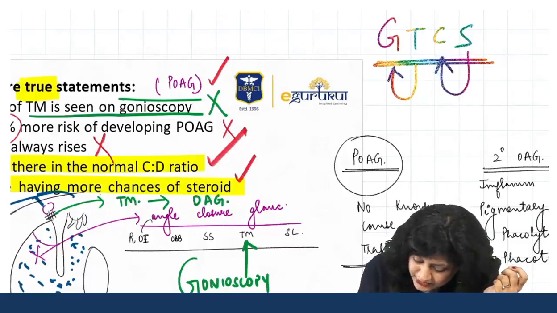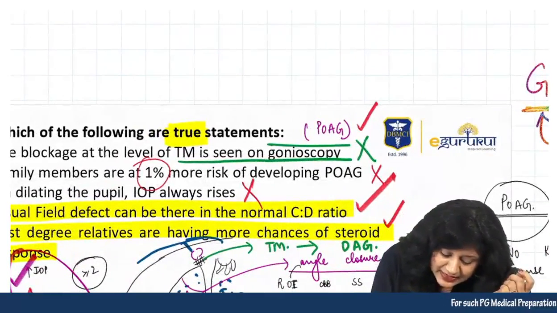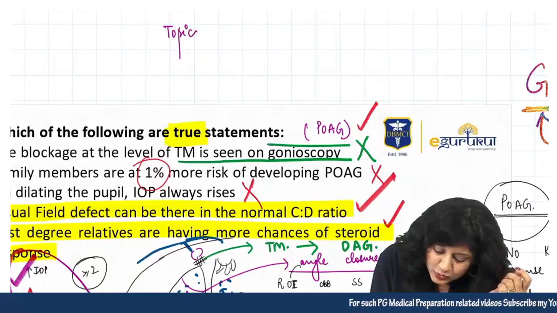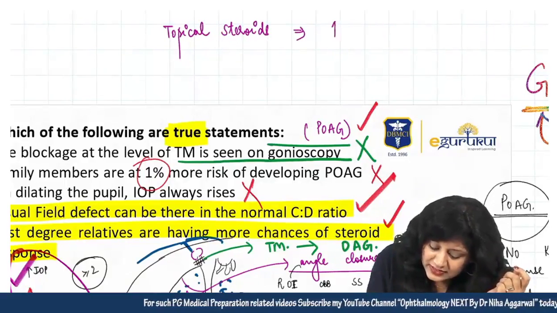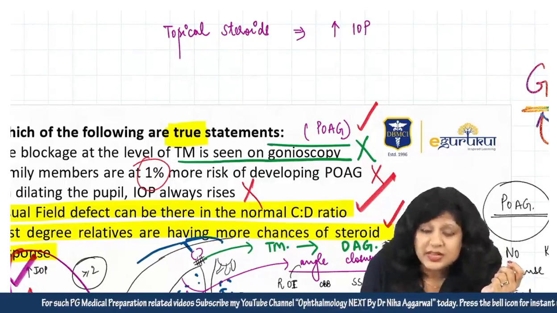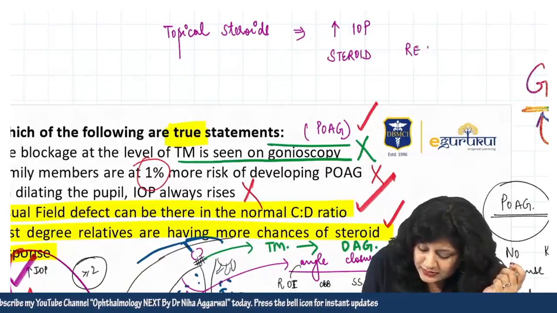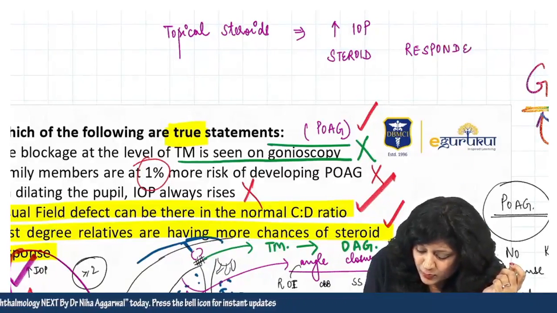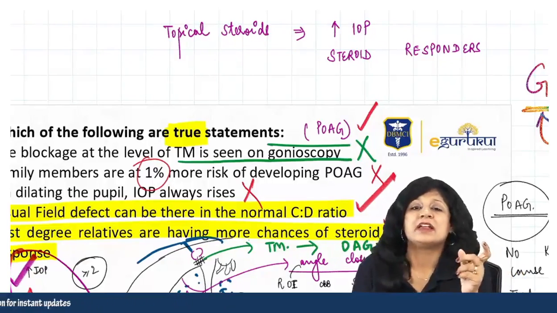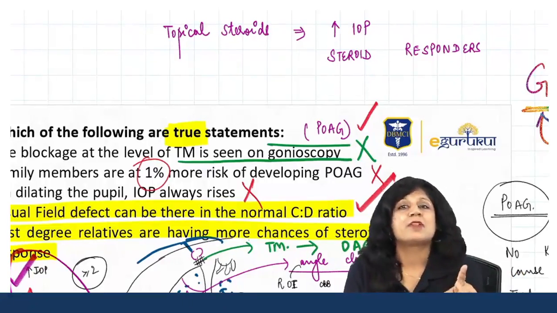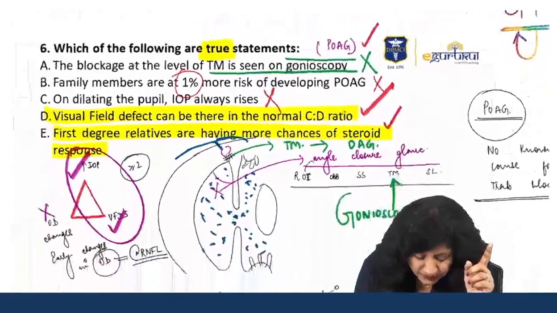Those patients who are taking topical steroids have the chance that there can be raised intraocular pressure, and these people are called steroid responders. Obviously, if there is a family history of glaucoma, there are more chances that this person will behave as a steroid responder. Therefore, the answer to this question is D and E.